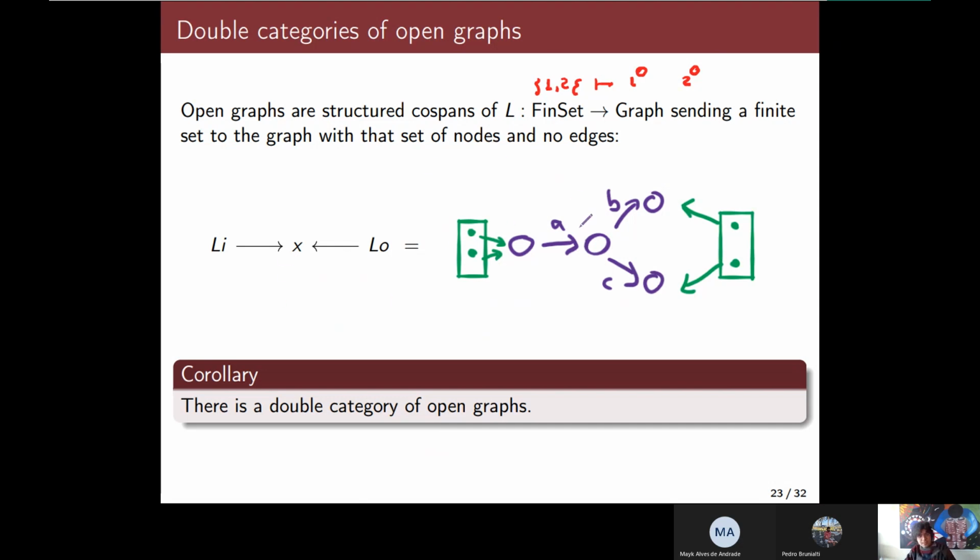And a structure cospan will look like this. It will have a graph morphism from a discrete set marking the graph and a discrete set marking your graph as inputs, marking outputs. And this preserves product, on which product this is preserved. This preserves coproducts, right? It will send a disjoint union of sets to the disjoint union of these discrete graphs.